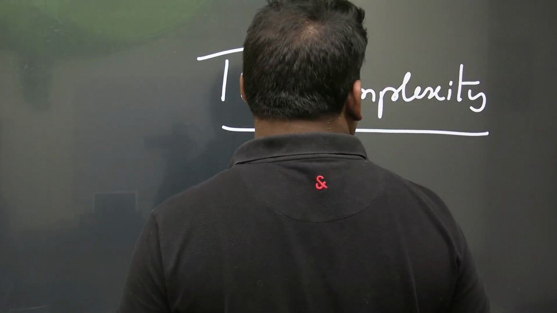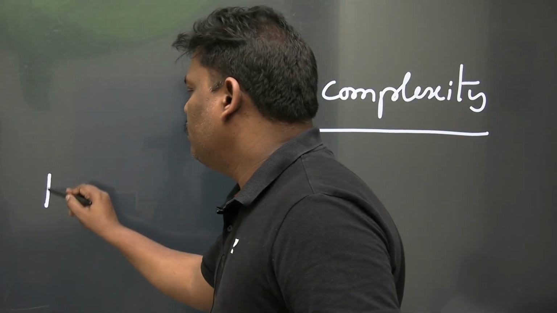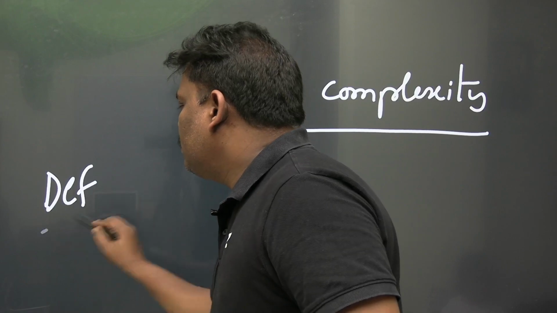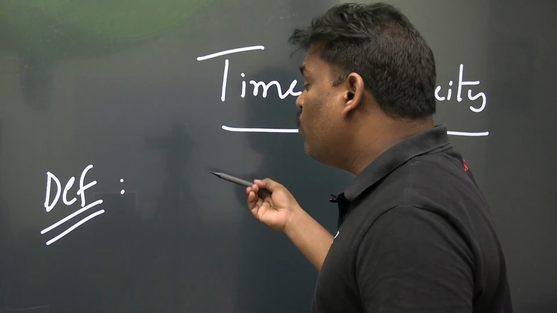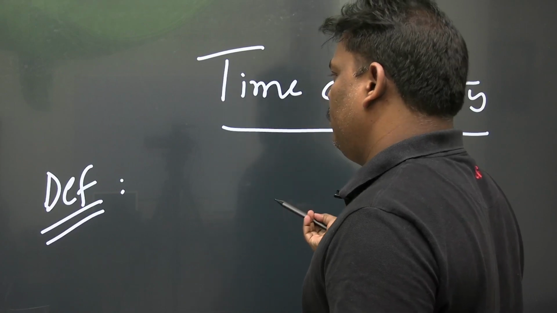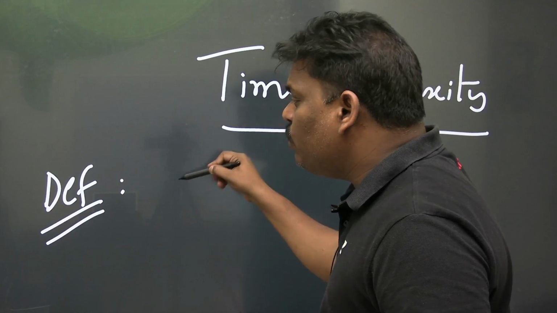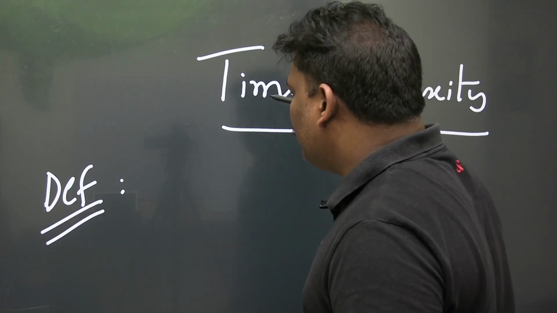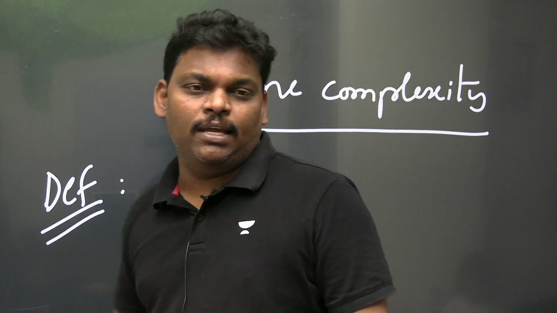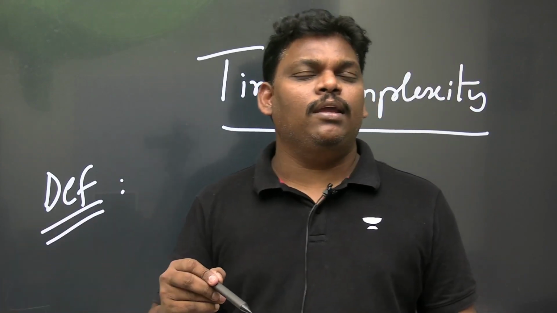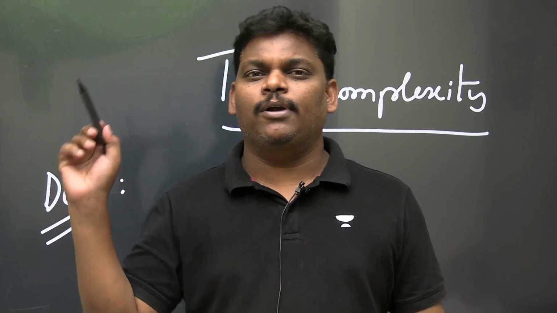I will explain how to find out time complexity. So what is the definition for time complexity? The definition for time complexity is nothing but the amount of CPU time taken while your program is running. I'm repeating the definition again. While running, how much CPU time will your program take? That is nothing but time complexity.